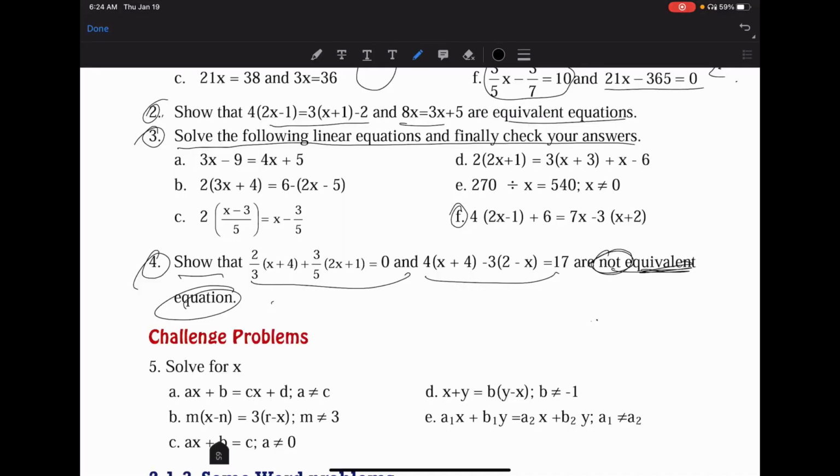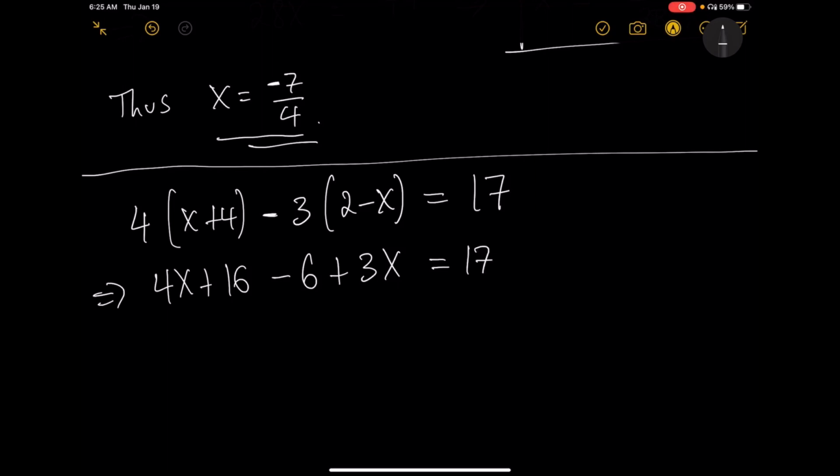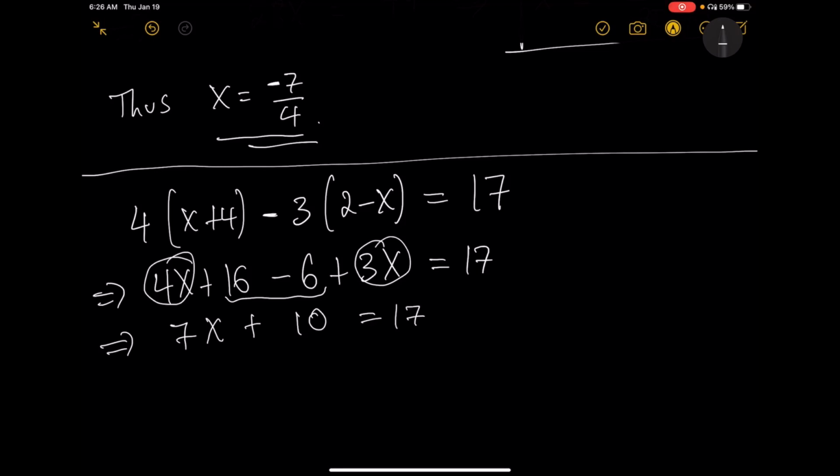Then the solution set of the first one is negative 7 over 4. This is the same as 4x plus 4 times 4, that is 16, minus 6. Negative 3 times negative x, that is positive 3x, is equal to 17. We can put 4x plus 3x, that is 7x. 7x plus 16 minus 6, 10, is equal to 17.